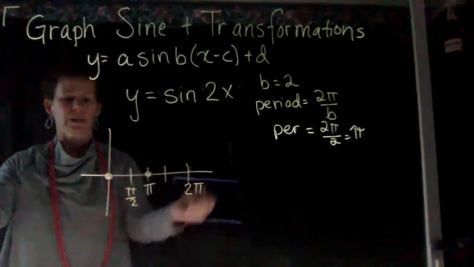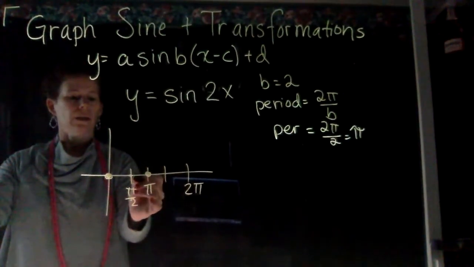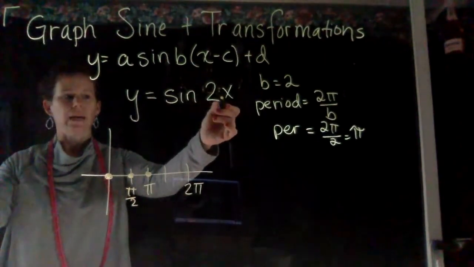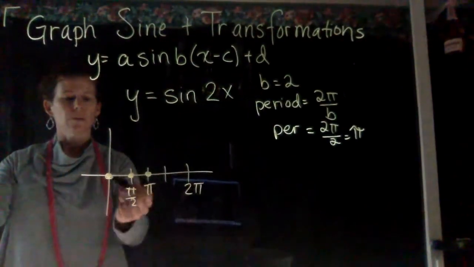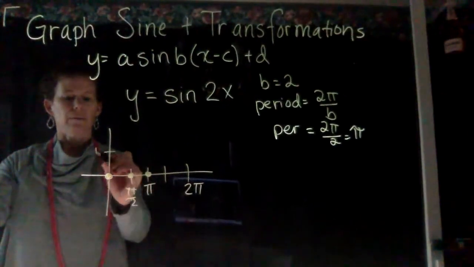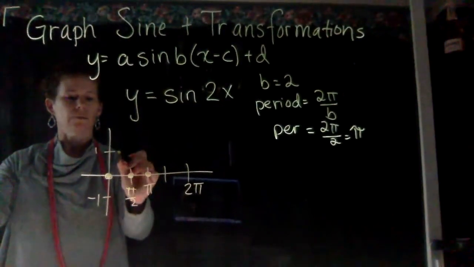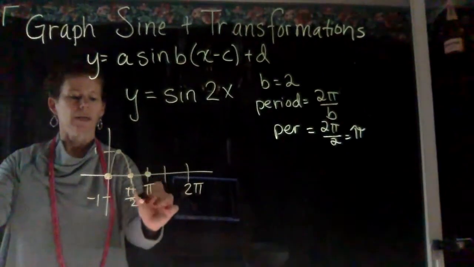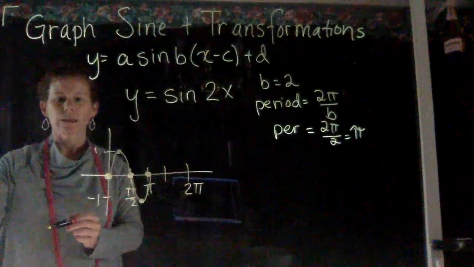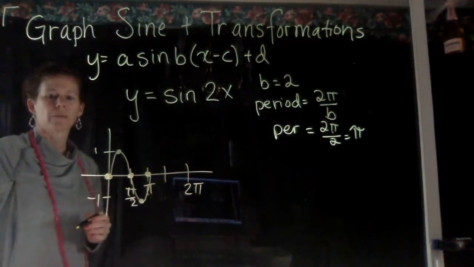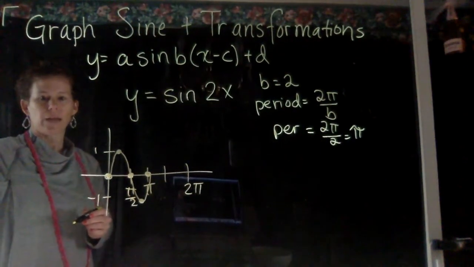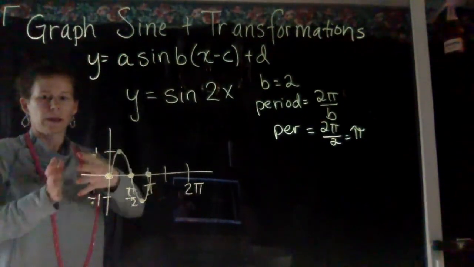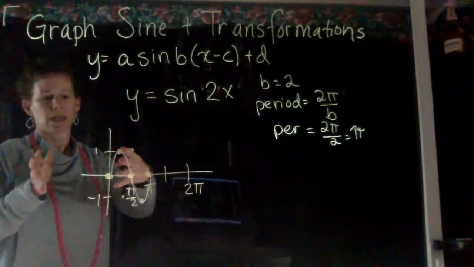2 times pi is 2 pi. The sine of 2 pi is still 0. And then if we plug in pi over 2 times 2, that gives me pi, and the sine of pi is also 0. So those are my 3 zeros. I'm going to be up at 1 and down at negative 1, so I'm up here at 1, down here at negative 1. We connect those smoothly for our 5 points, and we have our sine graph. Now you can see the effect.